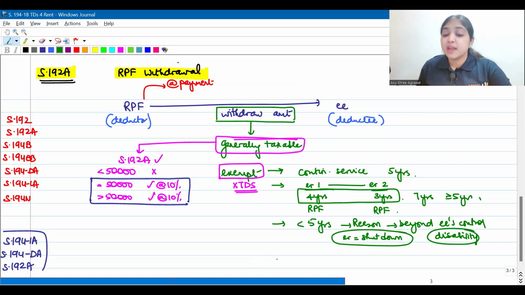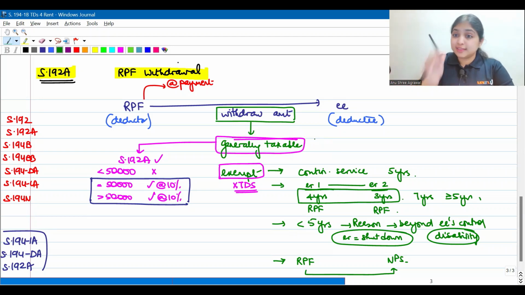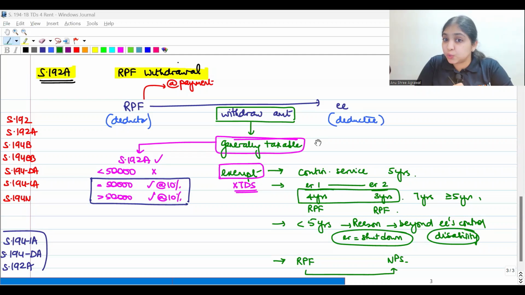employee from RPF. Then coming to the last point, whatever balance was there in RPF, if that balance has been moved to NPS, from RPF we took out the balance and we put the balance into NPS, in such cases also the amount withdrawn from RPF will be fully exempt. So keep in mind, whenever the amount withdrawn from RPF is exempt, in those cases, there's going to be no TDS at all. Only if the amount that we withdraw from RPF is taxable, only then there will be TDS under section 192A.